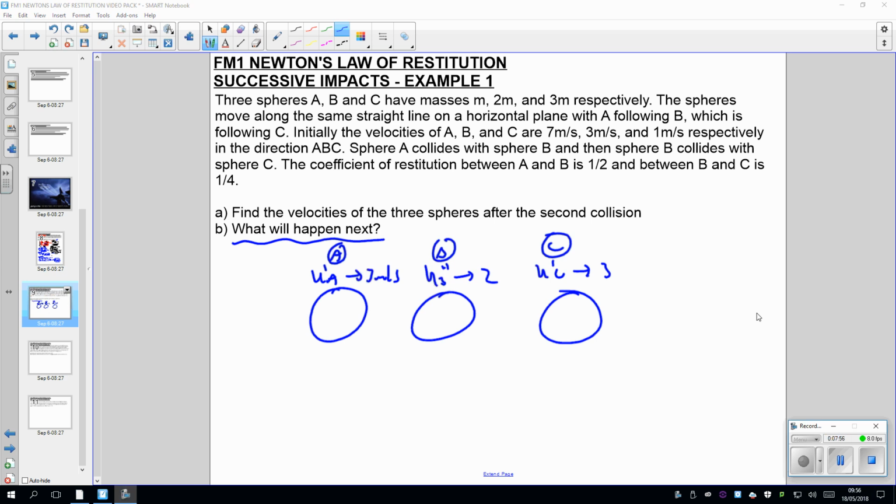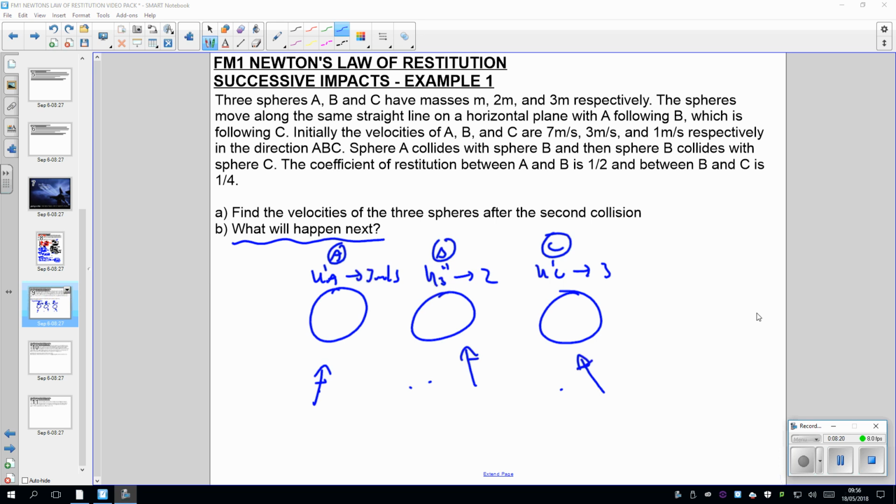So what's going to happen again? Well, what's going to happen next? So first A hit B, and then B hit C, and B had a new speed there. But now B has slowed down to 2, hasn't it? So B isn't going to hit C again because C is at 3 and B is at 2. But A is actually traveling faster than B.